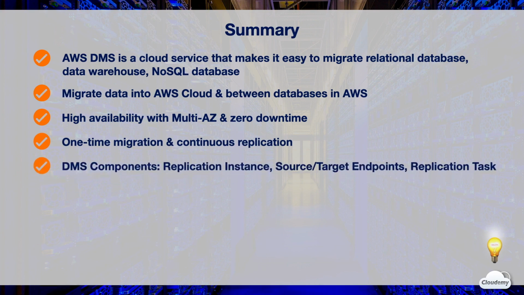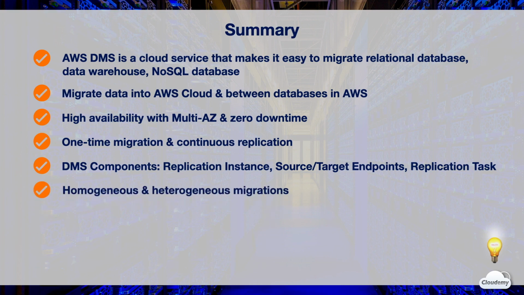DMS consists of three components. They are replication instance, source and target endpoints, and replication task. A replication instance is simply a managed EC2 instance that hosts multiple replication tasks. DMS uses source and target endpoints to access your source and target databases. A replication task defines what tables and replication processes you want to use.